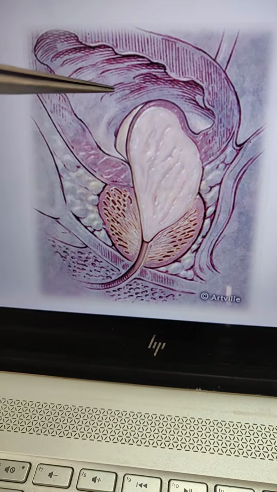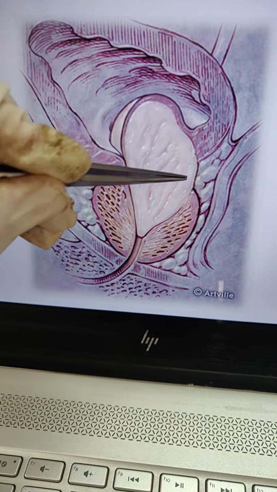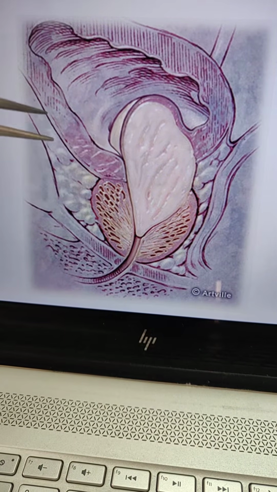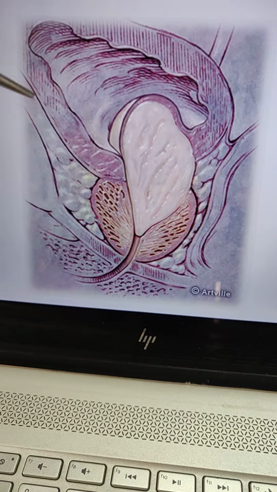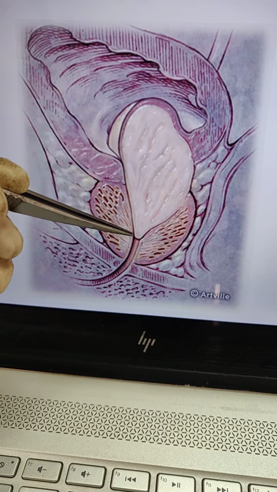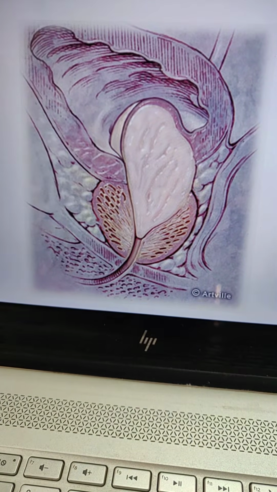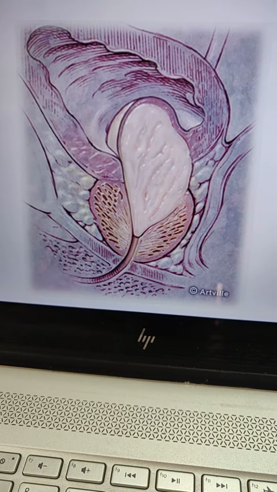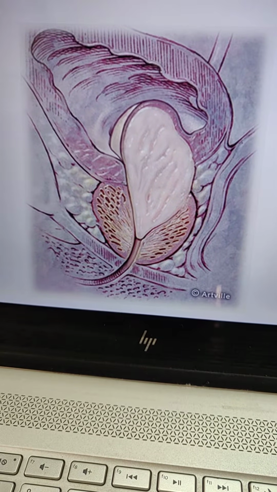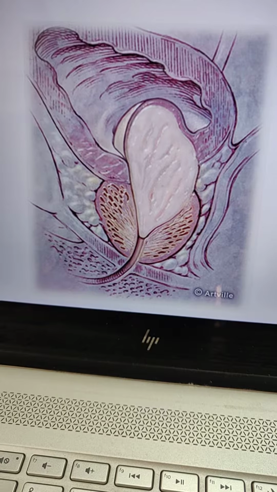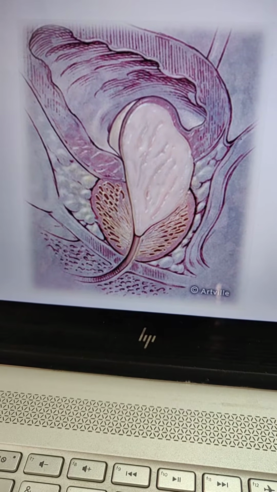The median lobe is fibromuscular in structure, and in old age it becomes enlarged. Here you can see the median lobe which is enlarged, and it acts as a ball valve, obstructing the outlet of the bladder with eventual retention of urine, caused by the enlargement of the median lobe.